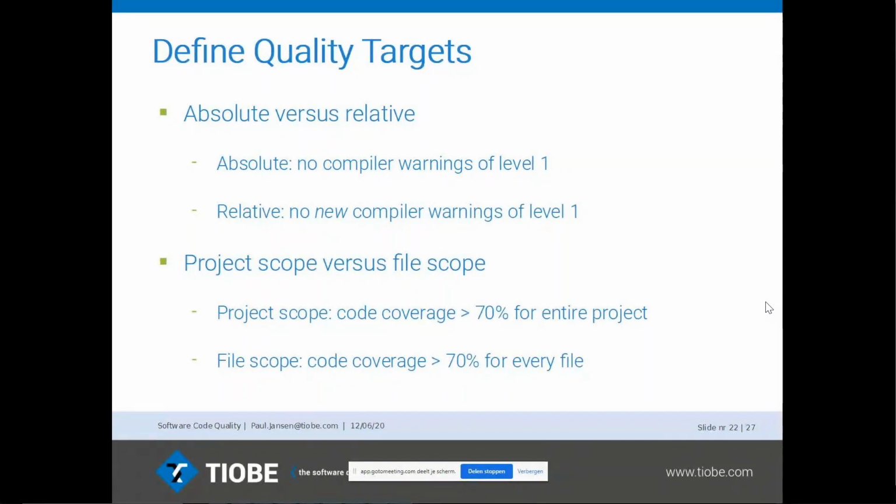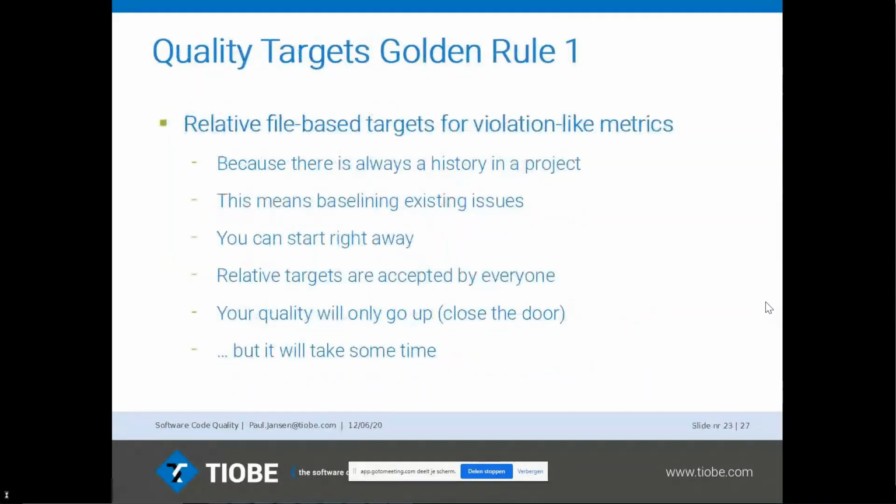Okay, so let's take these 2 into account, and let's have a look at the 2 golden rules for quality targets. So the first one is about violation-like metrics. So what does that mean? Violation-like metric is, for instance, as we talked about, compiler warnings. Another one is, for instance, coding standards. Yeah, if you have a violation of a coding standard.